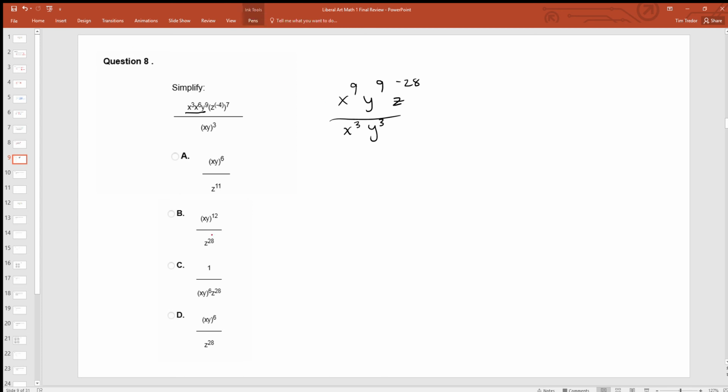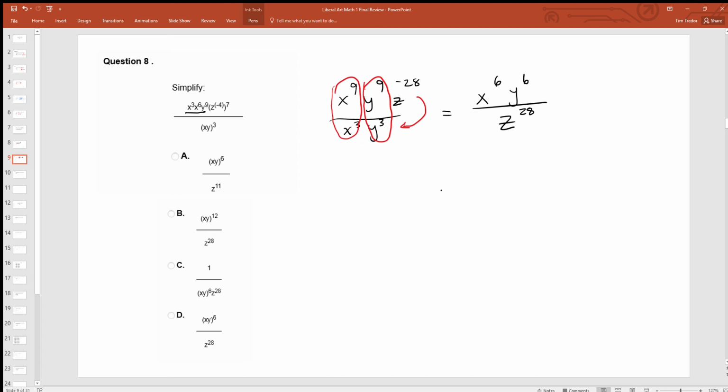So that doesn't quite match anything we've got here just yet, but we can still do some simplifying. There's some canceling that can happen here, and some canceling that can happen here, and this can move to the bottom. So let's do that. So x to the ninth divided by x to the third, that's the same as x to the sixth on top. And the same thing with the y, so that'll be y to the sixth on the top. We'll move the z to the bottom as a positive 28.